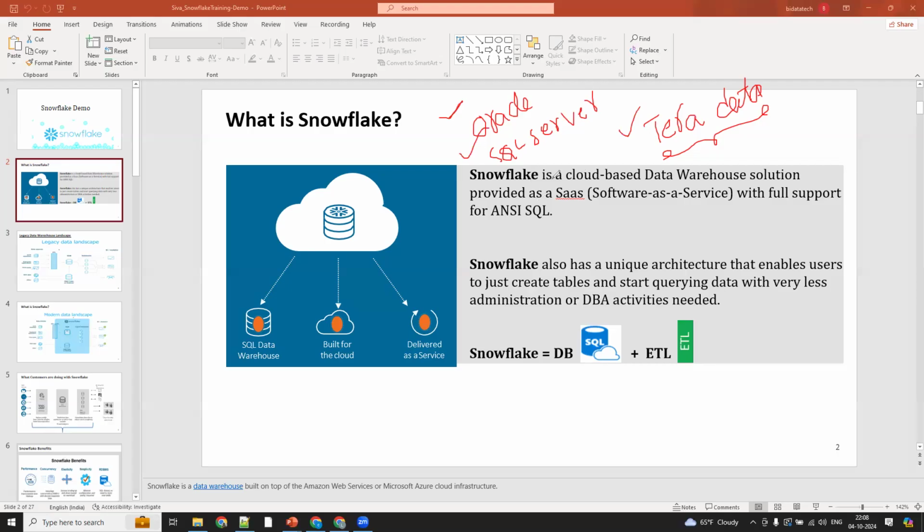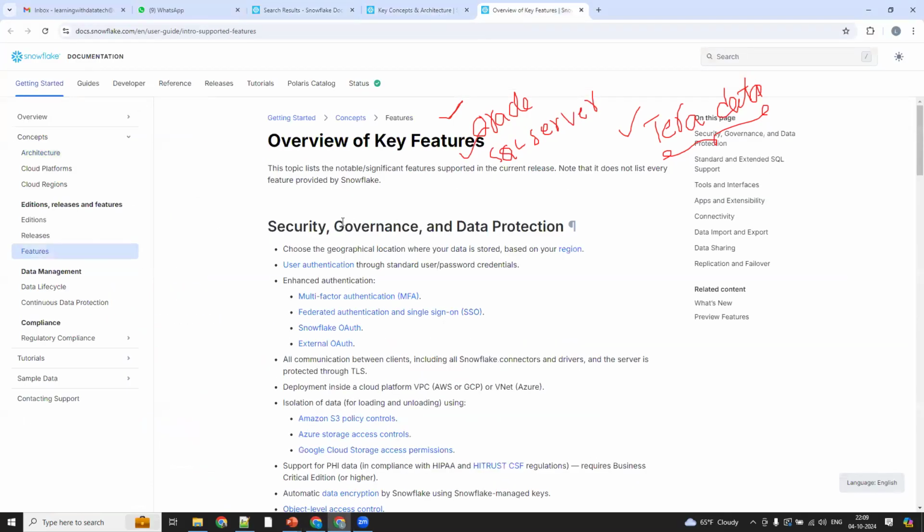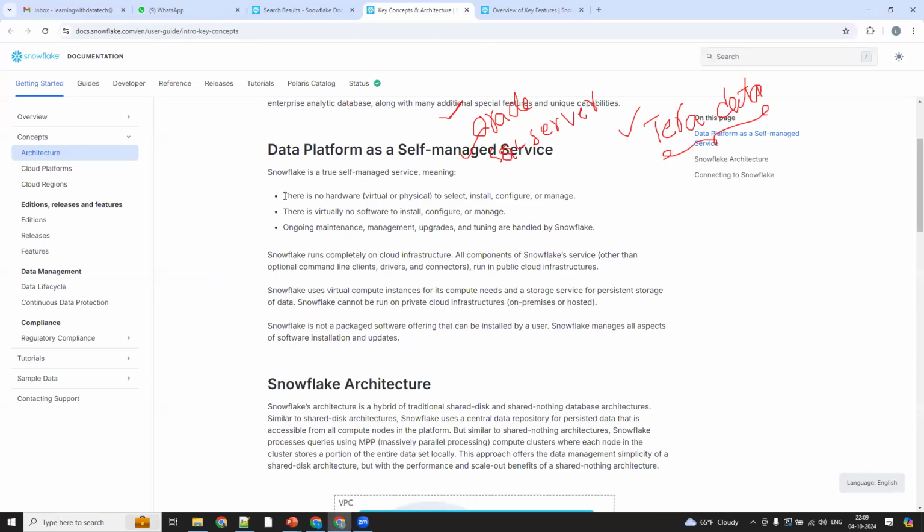But Snowflake is not like that. You don't need to install anything here. It's purely cloud-based. You just need to create an account in Snowflake and start writing your queries. That's it. Nothing to install, I would say. That is what even the documentation is saying here. Let me show you that here. Just a second. One second. Yeah, see here. That's what they're trying to say here.